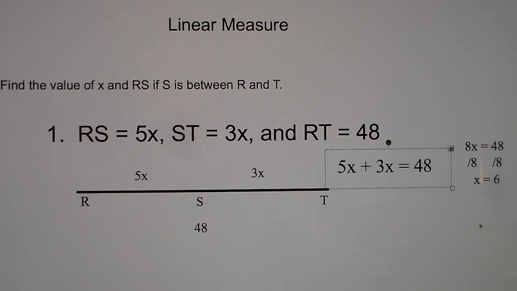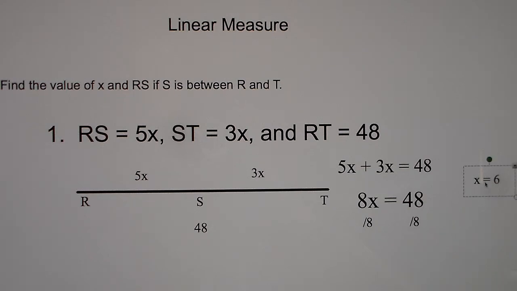So we get 5x plus 3x equals 48. We then combine like terms. 3x plus 5x gets you 8x. So 8x equals 48. We then divide by 8 on both sides, and we get x equals 6.